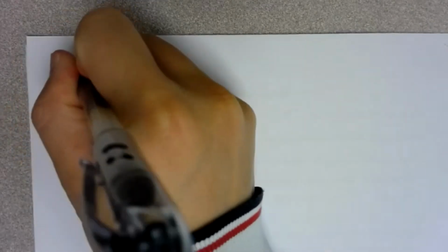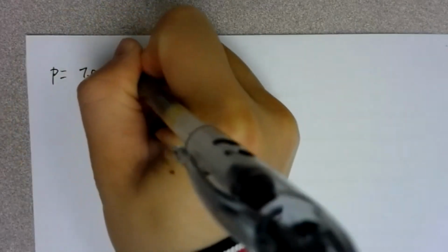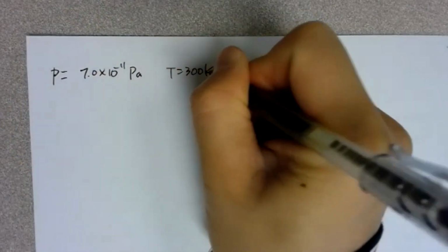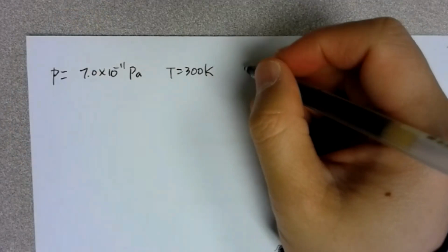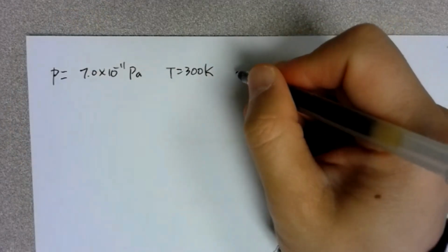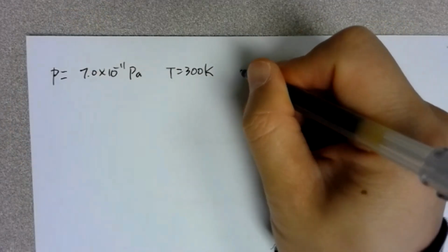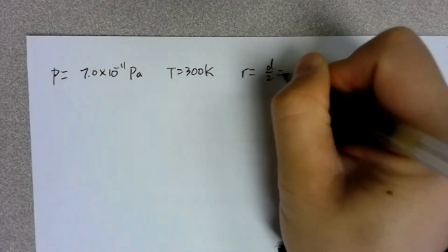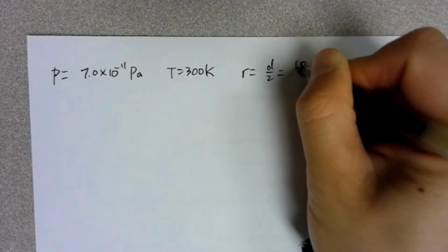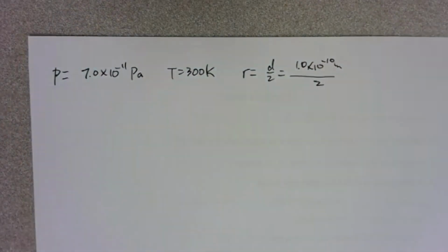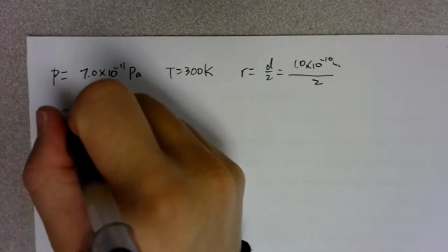All right, so it gives you P equals 7.0 times 10 to the minus 11 Pascal. It tells you T is equal to 300 Kelvin. It tells you the helium atom has a diameter of 1.0 times 10 to the minus 10 meters. So then the radius is d over 2, that will be 1.0 times 10 to the minus 10 meters over 2.